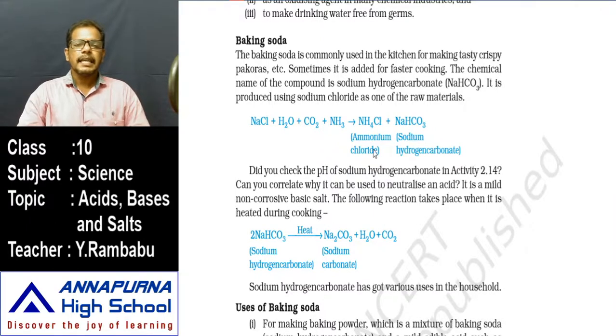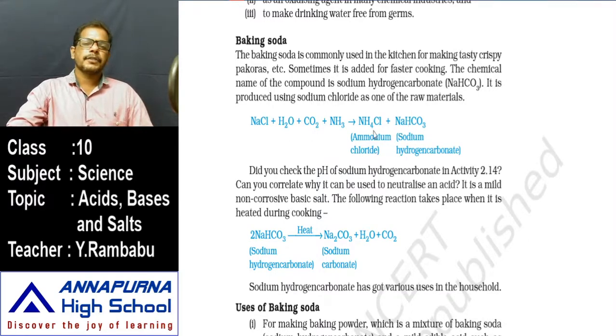Observe this reaction. In this reaction, what are the reactants? Sodium chloride, water, carbon dioxide and ammonia. What are the products? Ammonium chloride and sodium bicarbonate. In this, sodium chloride is used as raw material for preparing sodium bicarbonate. That's why so many materials are obtained from sodium chloride.